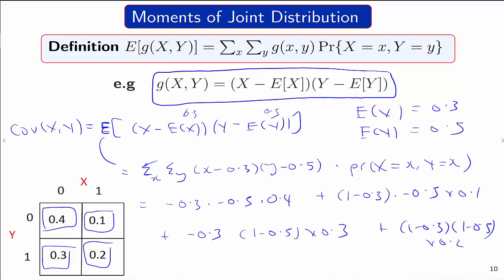So if you add these all together, it will give us the covariance of x and y. So we can see that we can work out the average of any function of x and y. Once we have the distribution function, we just apply the formula from above.